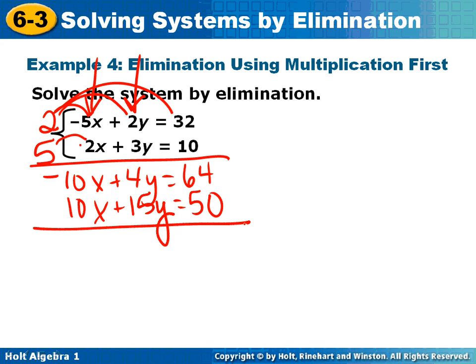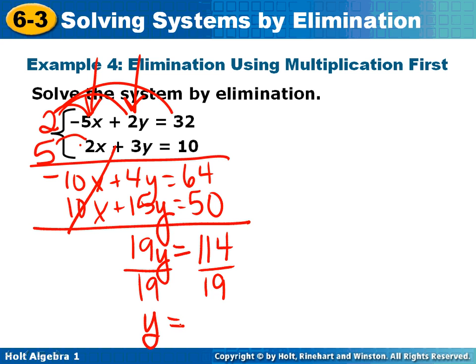Now these are going to very easily cancel. 10's cancel. 15 and 4 is 19y. 64 and 50 is 114. Divide both sides by 19. You can use a calculator if you like. And y is going to be 6.